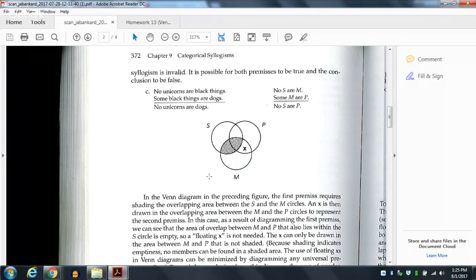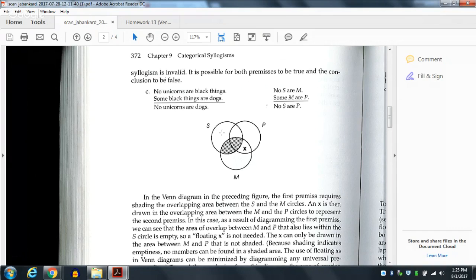Then we just diagram. No unicorns are black things. S is unicorns, M is black things. We have to black this out, right? Black it out. Nothing can exist in the overlap, right? Because if you're a black thing, you're not a unicorn, and if you're a unicorn, you're not a black thing.